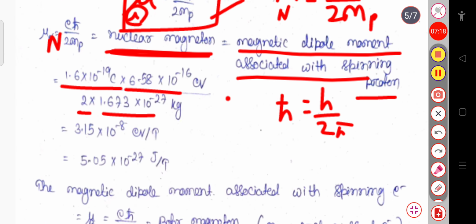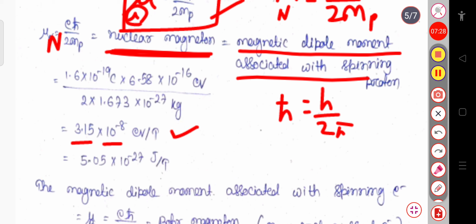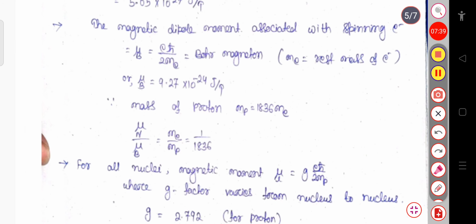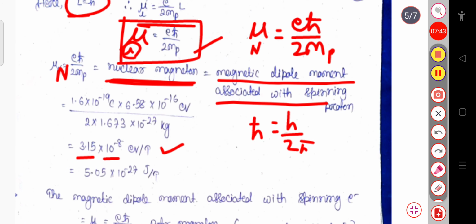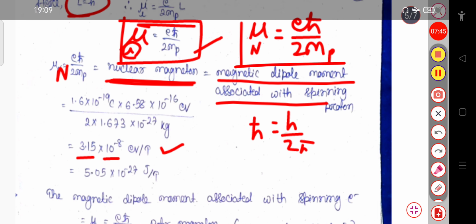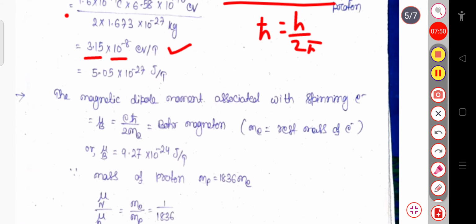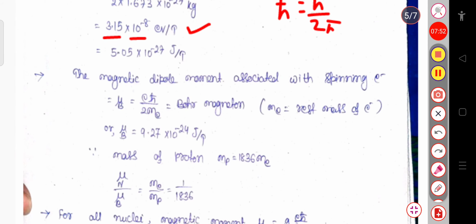So after calculation, you will get 3.15 into 10 power minus 8 electron volt per Tesla, or that can also be written as 5.05 into 10 power minus 27 joule per Tesla. Now similarly, we can write the magnetic dipole moment associated with the spinning electron. As in this case, we wrote the expression for the magnetic dipole moment associated with the spinning proton, here also we can write it for the spinning electron.